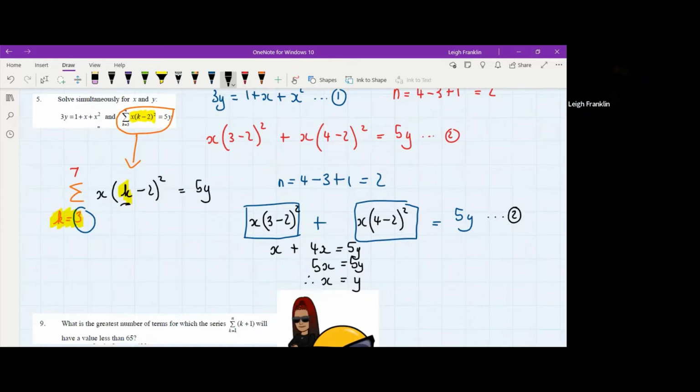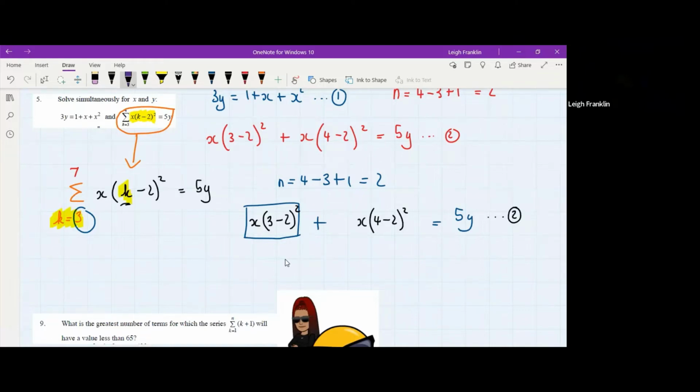Sorry, ma'am, can you please repeat what you've said? Where did I lose you? Where you started by x plus 4x equals 5y. All right, so what I'm doing here is I'm just simplifying. I need to work out the value of the bracket, square it, and then times it by x.